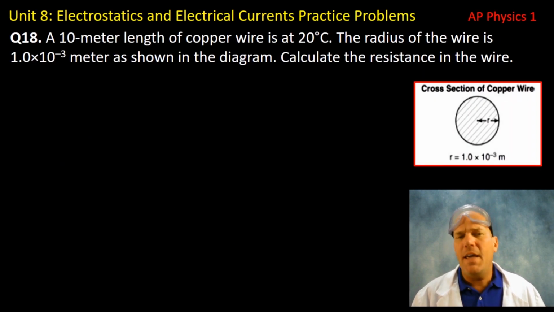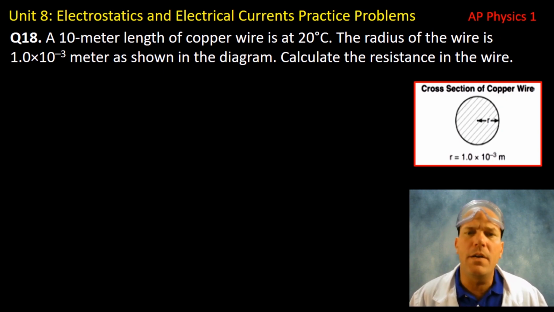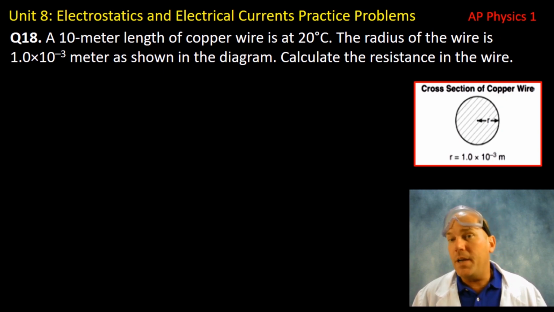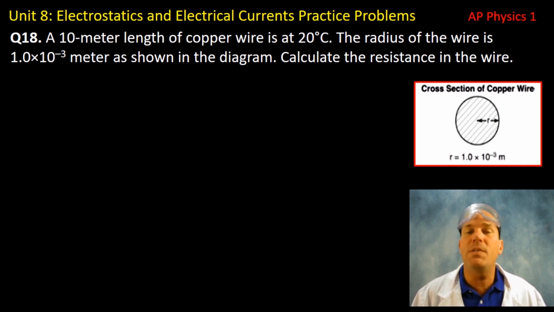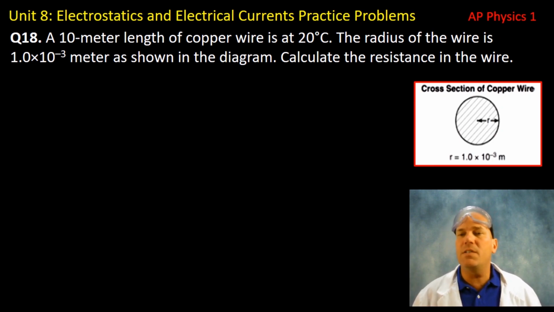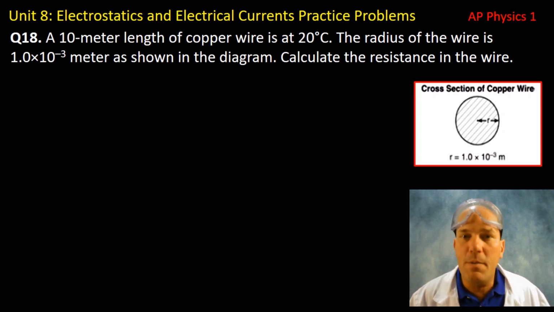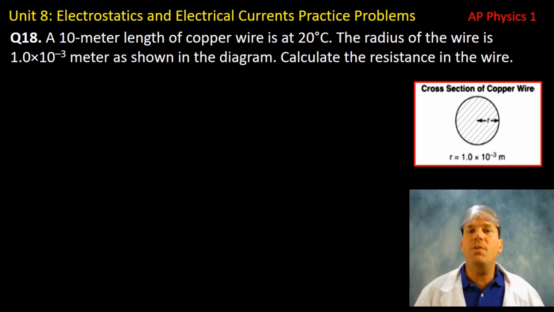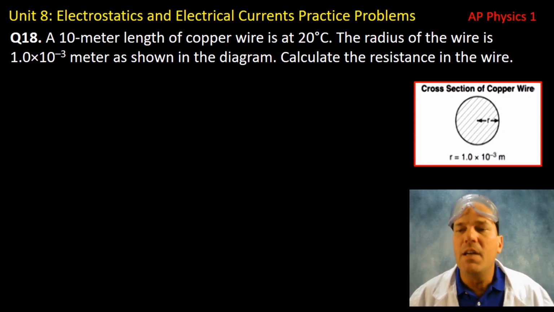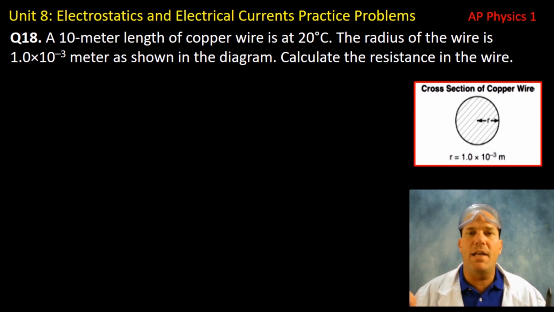Question 18. A 10-meter length of copper wire is at 20 degrees Celsius. The radius of the wire is 1.0 times 10 to the negative third meters as shown in the diagram. Calculate the resistance of the wire. Depending on where you're picking up in these videos, I want to reiterate that you will be given temperature. The use of temperature in any computation is beyond the scope of this course, but the temperature can be used to calculate the temperature coefficient of resistance. So resistance is dependent on temperature.